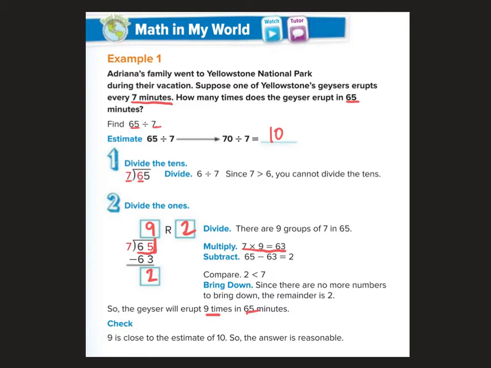So the geyser will erupt 9 times in 65 minutes. Is 9 close to 10? It is, isn't it? So our answer is reasonable. It checks out. In this case, we dropped the remainder, right? That just means 1 would go off, and then in the 65 minutes, there would be 2 minutes left over, or nothing happened. So there's 9 eruptions.